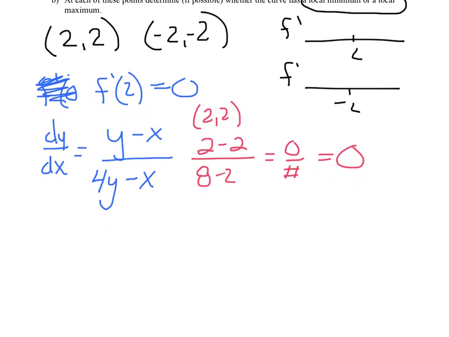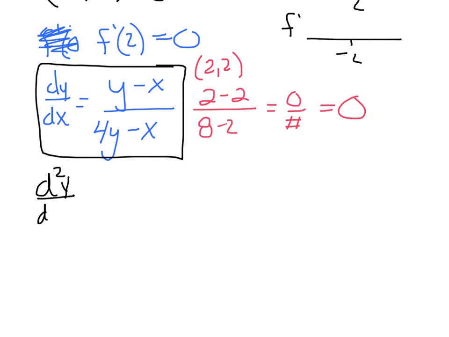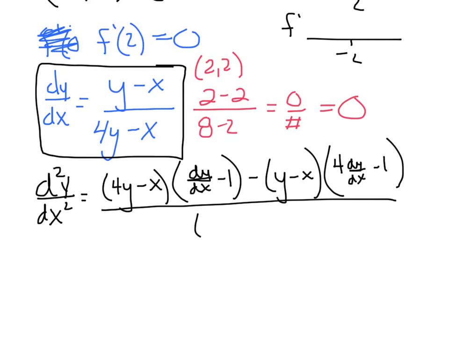All right, so let's apply our second derivative test. I need to take this guy's derivative to determine whether I'm concave up or down. So the second derivative is equal to, I got to go low d high minus high d low over low squared. My d high is going to be the derivative of y, which is dy/dx minus 1, minus y minus x times 4 dy/dx minus 1, all over my low squared.